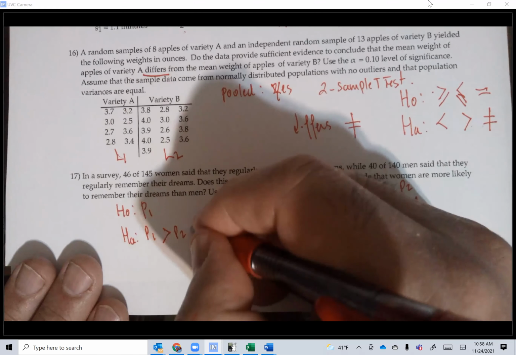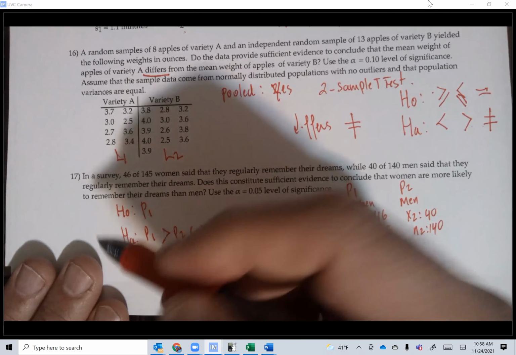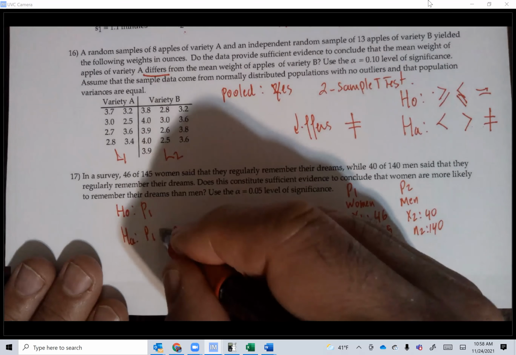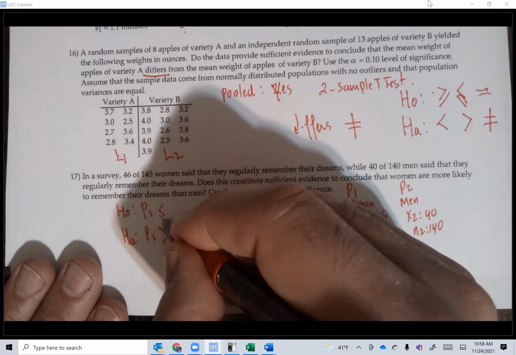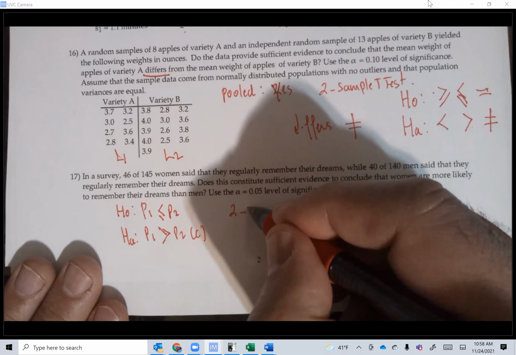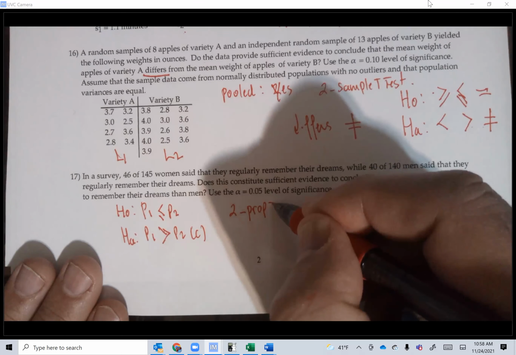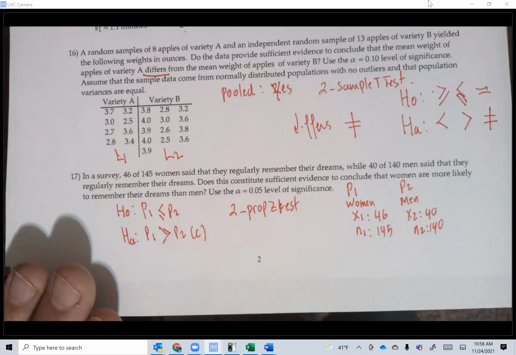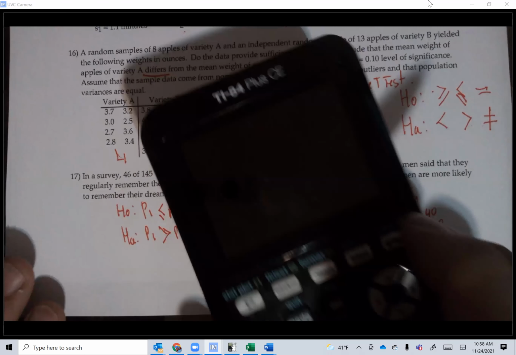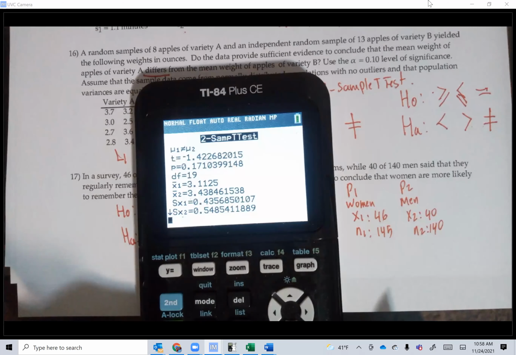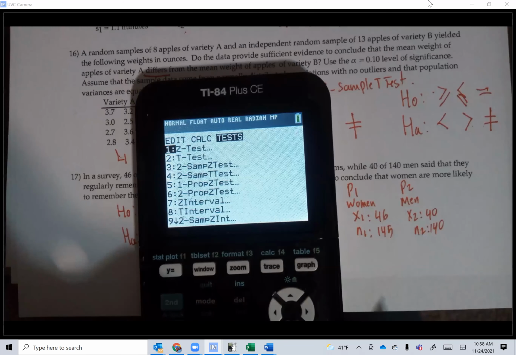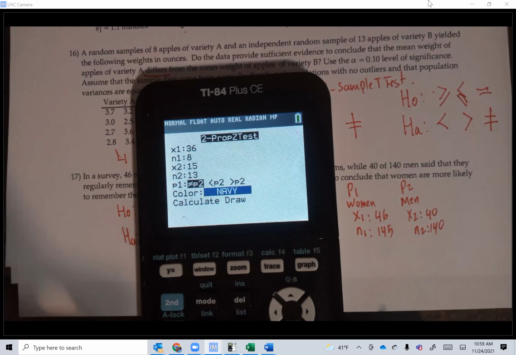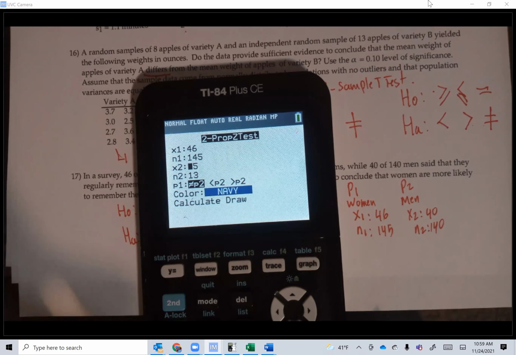How did I figure out that the claim is here? Because it says more likely than men, more than men, more than, that's the sign. And this is a 2-prop z-test, guys. Let's run this test. Stat, 2-prop z-test. Okay, X1 is 46, N1 is 145, X2 is 40 men out of 140, and we need to check if P1 is bigger than P2.